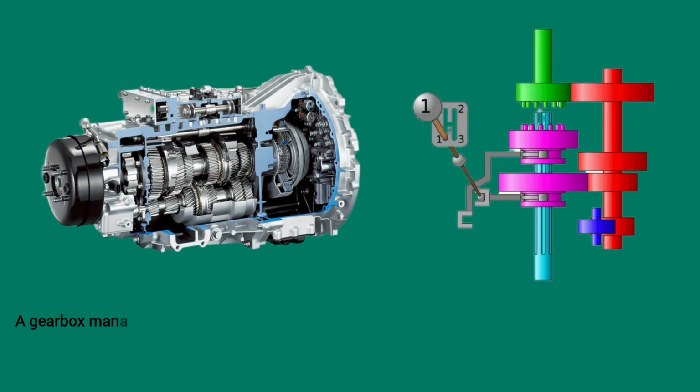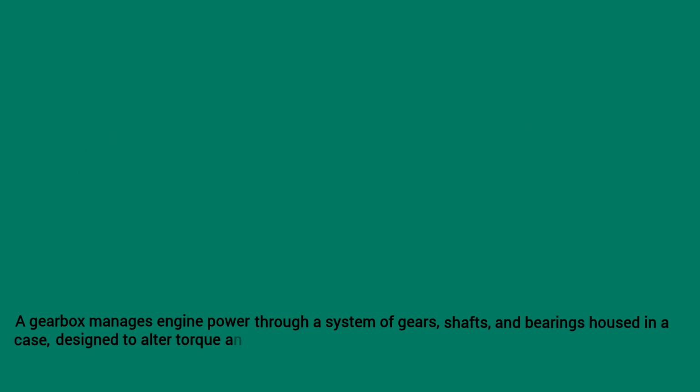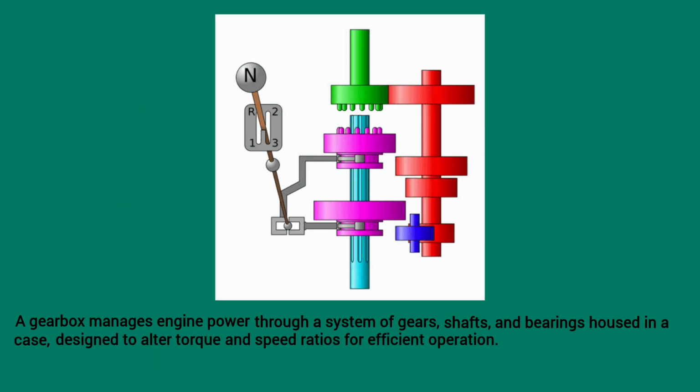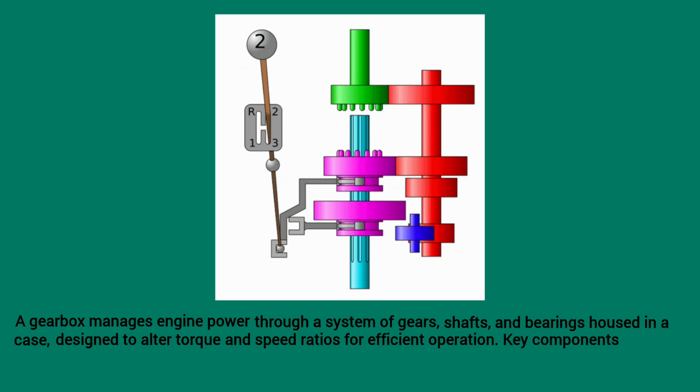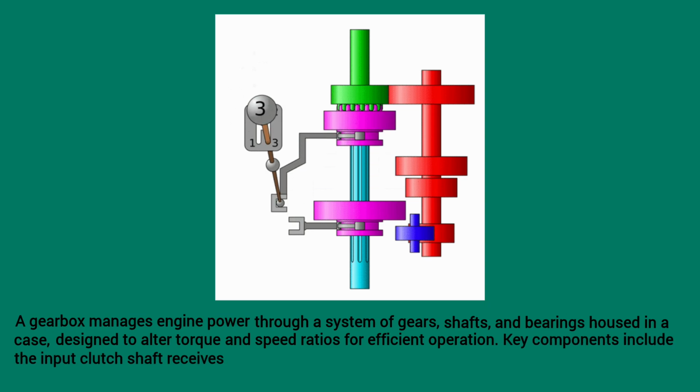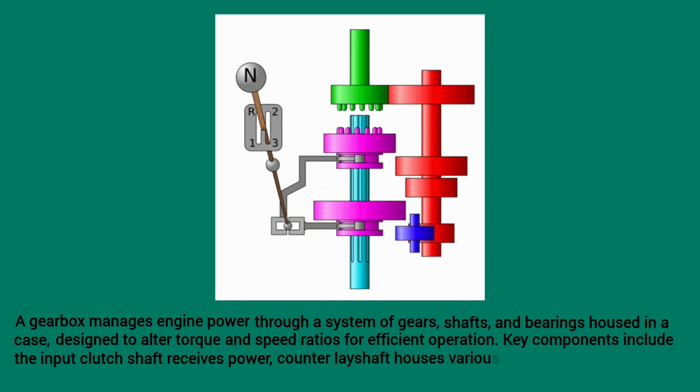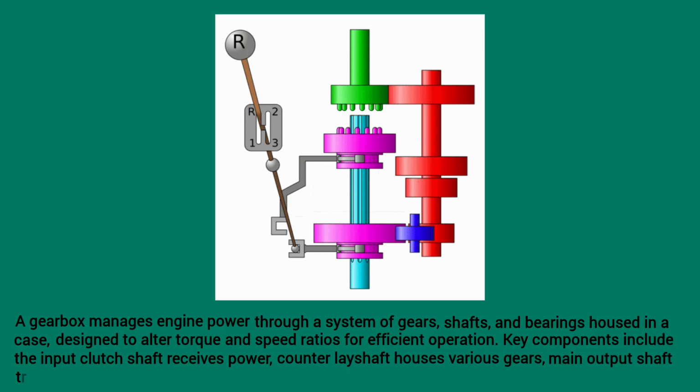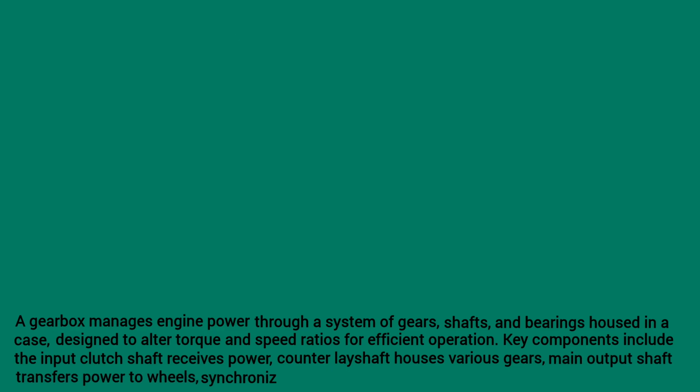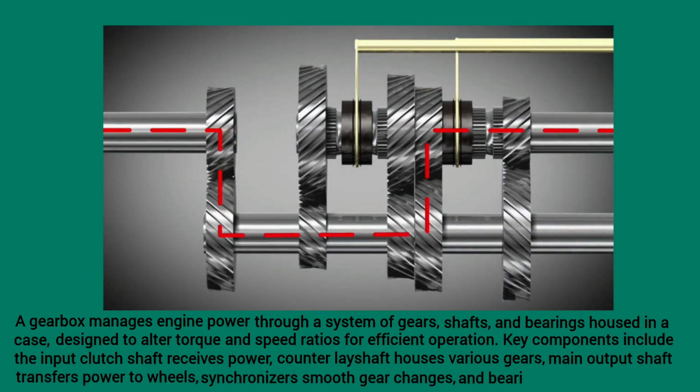A gearbox manages engine power through a system of gears, shafts, and bearings housed in a case, designed to alter torque and speed ratios for efficient operation. Key components include the input clutch shaft, which receives power; the countershaft, which houses various gears; the main output shaft, which transfers power to the wheels; synchronizers, which smooth gear changes; and bearings, which reduce friction.